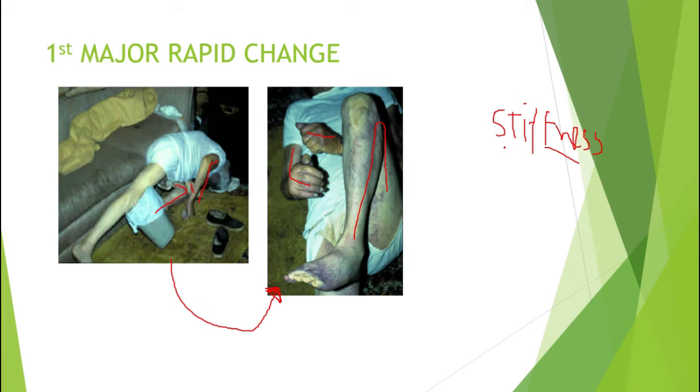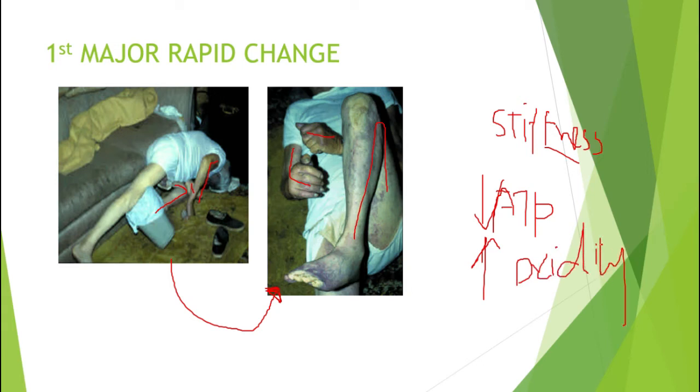So the first thing that will happen is there will be decreased ATP due to lack of oxygen. The cell will shift its energy yielding pathways to anaerobic, which will cause an increased lactic acid level, so there will be increased acidity. Decreased ATP and increased acidity are the two factors that control the post-mortem stiffness, or the rigor mortis.